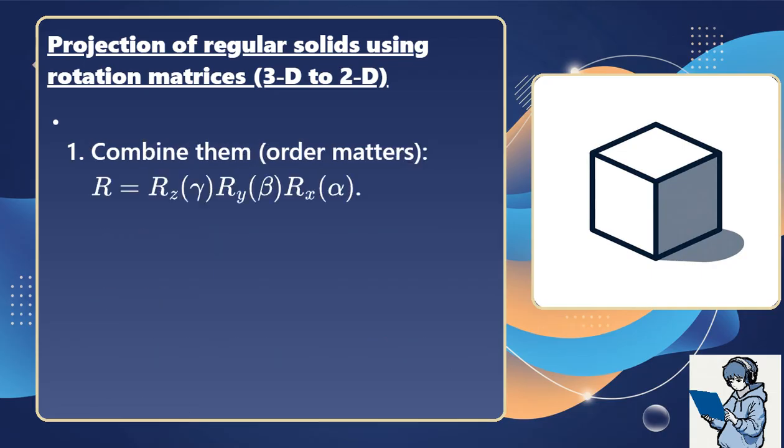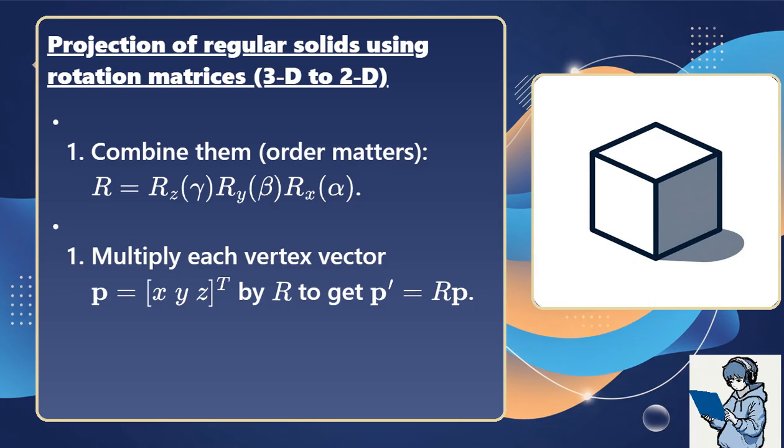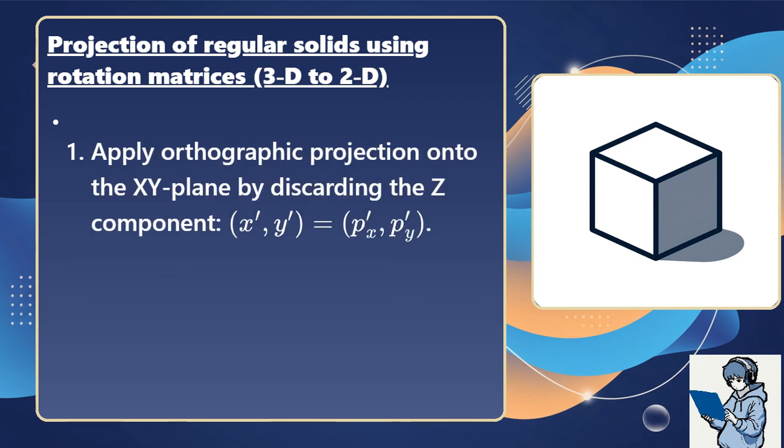Combine them in order. R equals R sub z of gamma times R sub y of beta times R sub x of alpha. Multiply each vertex vector p, which is the column vector (x, y, z) transpose, by R to get p prime equals Rp. Apply orthographic projection onto the xy plane by discarding the z component. x prime, y prime equals p prime sub x, p prime sub y.